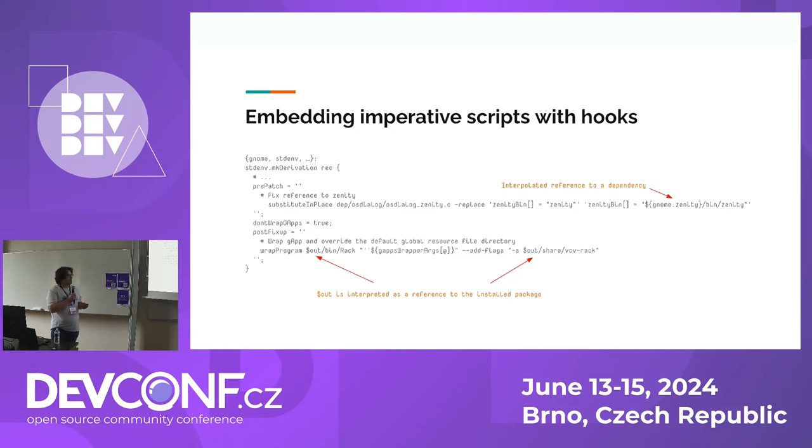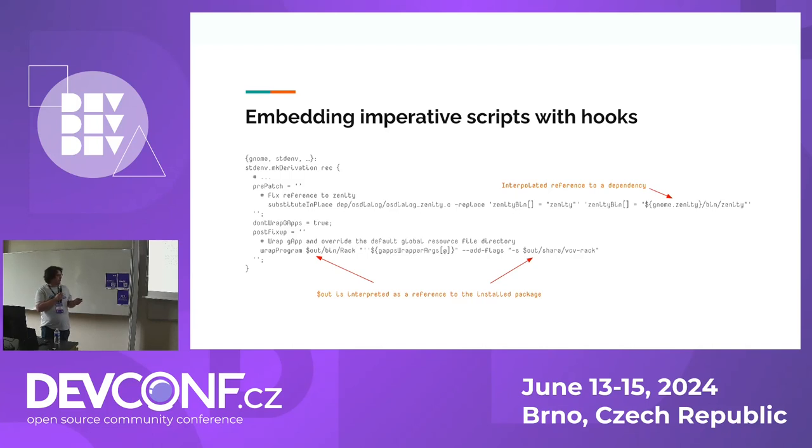Of course, the way we build things is usually imperative and not functional. We use bash scripts, and makefiles I wouldn't really describe as functional. So what we need to do often is inject a little bit of imperative scripting into the function definition. And the way that Nix handles that is using hooks. So we've got a hook called prepatch in this particular example, and that's just doing some basic patching.